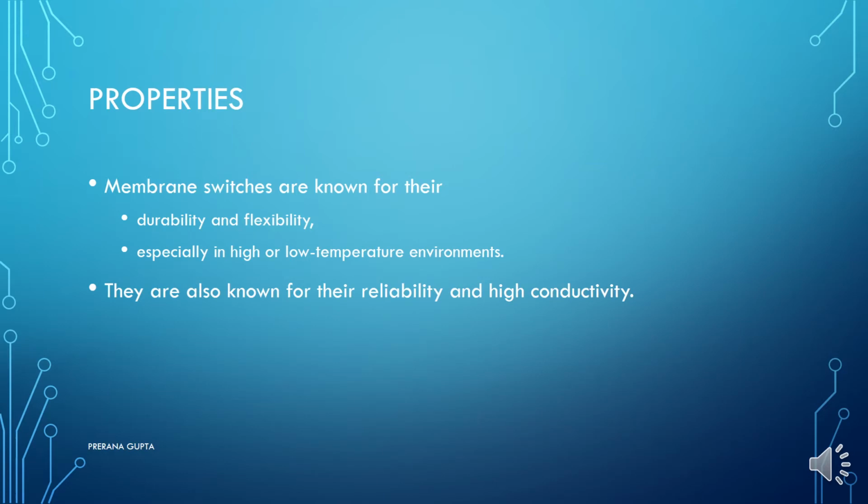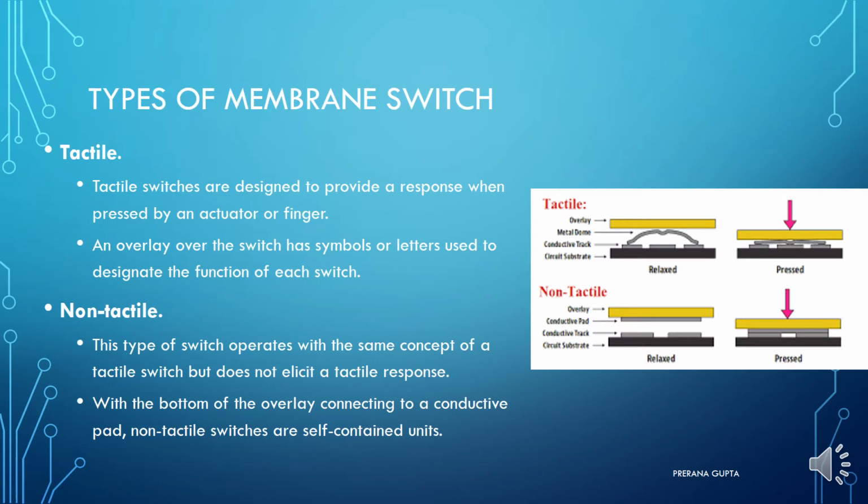What are the properties of membrane switch? Membrane switches are durable and flexible, especially in high or low temperature environment, and they are also reliable and highly conductive. Types of membrane switch. There are two types of membrane switch. First is tactile and second one is non-tactile.